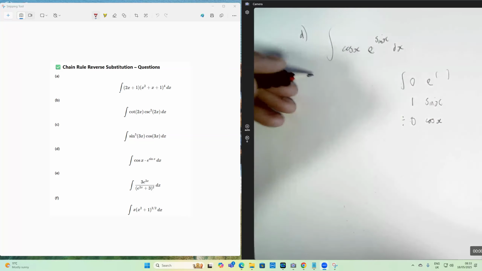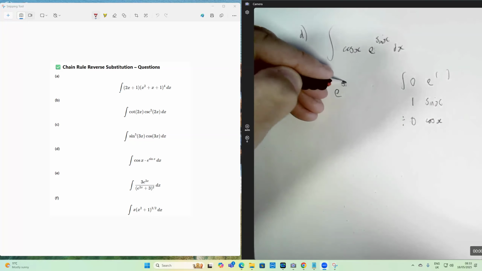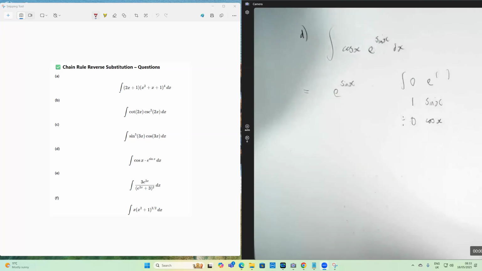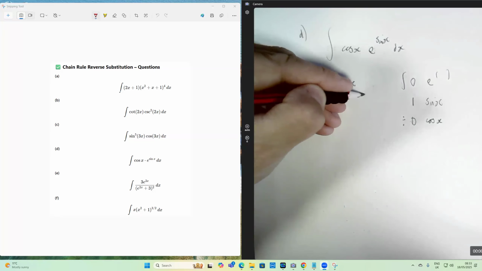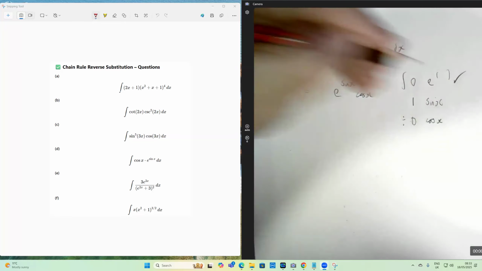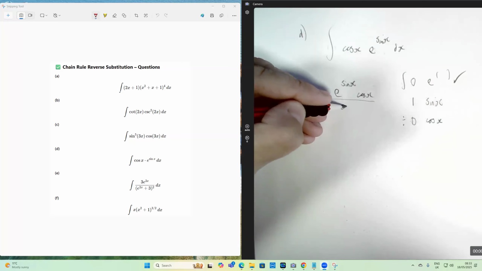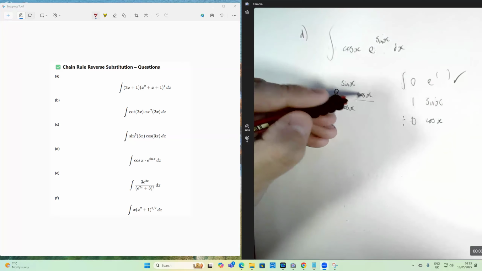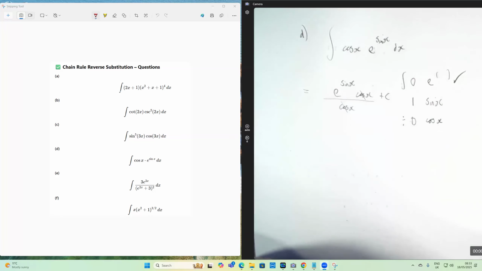So when you integrate e to the something, it basically stays the same because that's part of how it was defined in the first place. So the integral of e to the something stays as e to the something. I've got my cos x there, so I've integrated the outer. I'm now going to divide by the derivative of the inner, which is the cos x. So that goes, so my answer is just, in this case, e to the sine x add c.